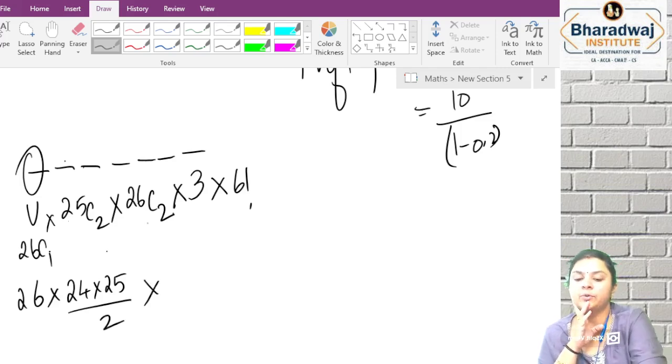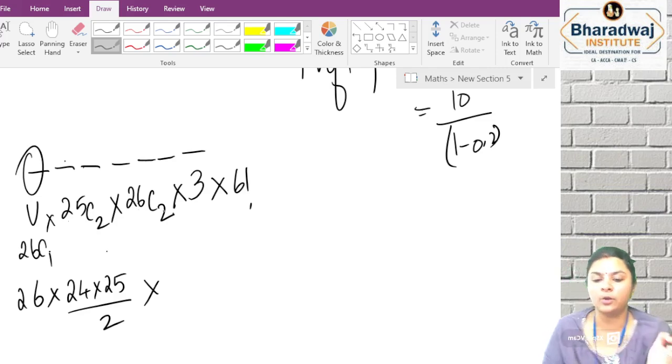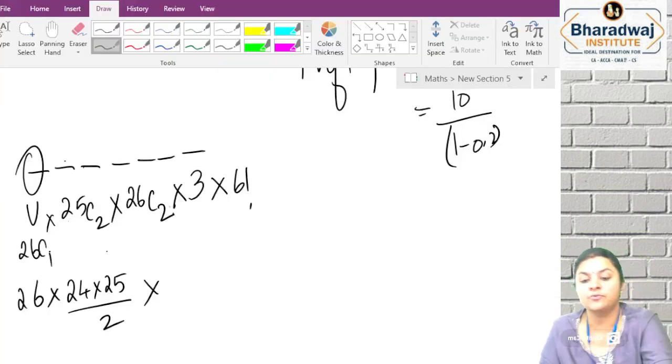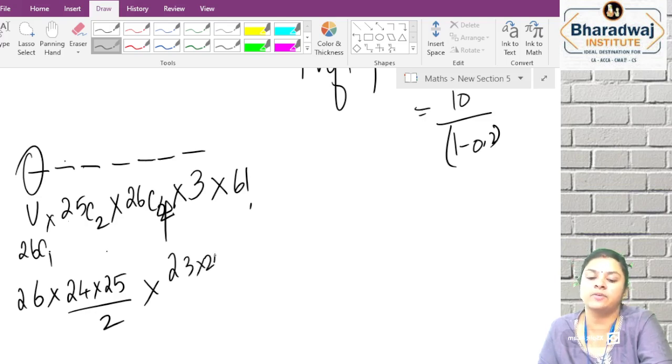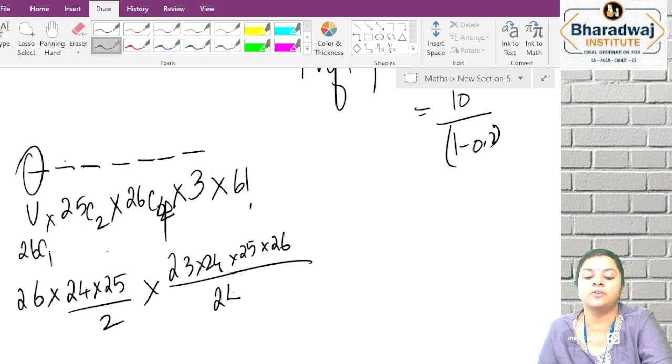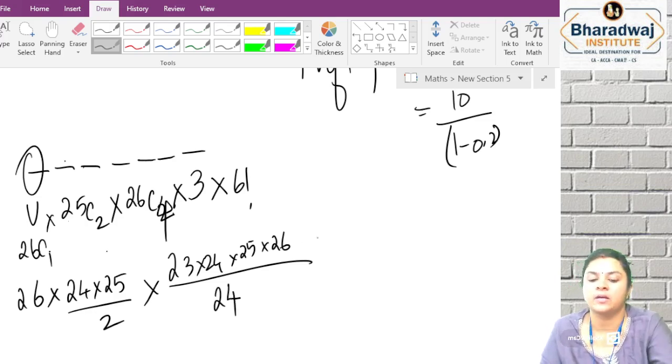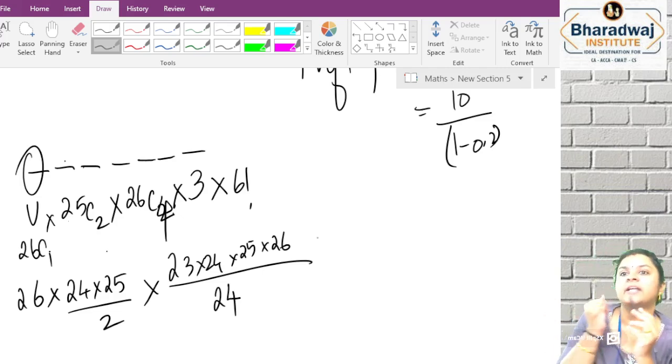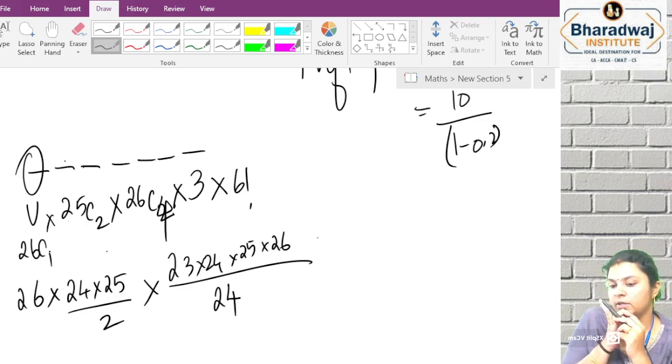Correct? Into. Now for the balance, how many lowercase letters do I need? 4 lowercase letters I need. So 26C4, which is 23 into 24 into 25 into 26 divided by 4 factorial is 24. This is selection. I have selected one first uppercase letter, then I have selected 2 balance uppercase letters, and then I have selected 4 lowercase letters. So far clear?